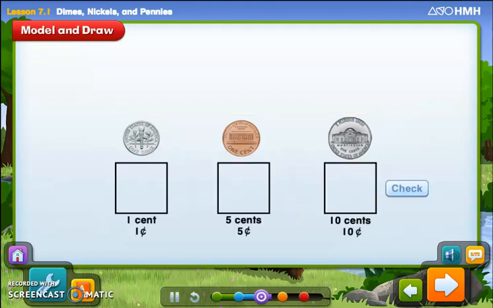Drag each coin to the box that matches its value. Check your work when you're done.